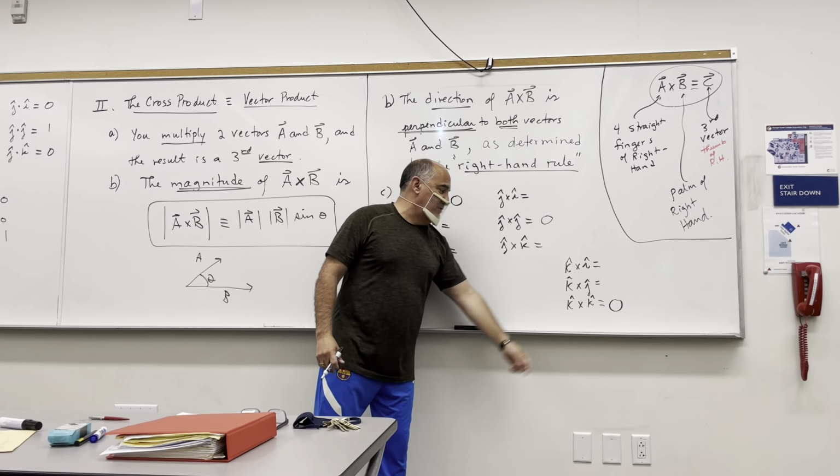Now, I cross J, that's going to be a vector. You're taking the cross product of two vectors, so the answer has to be a vector. So what is the direction? What is I cross J? Anyone know? So let's calculate the direction. Let's think of it like this.